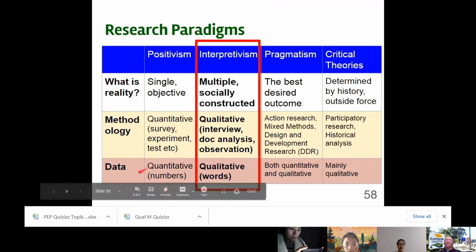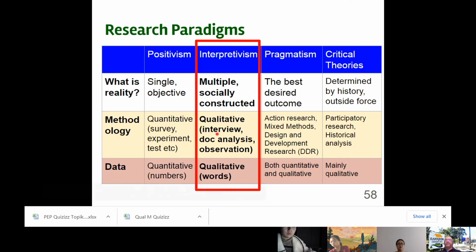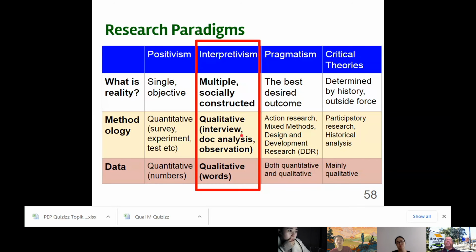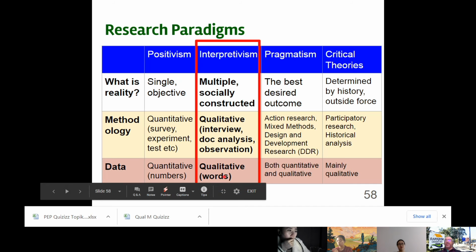So that's why we have the methodology. Qualitative methodology is interview, observation, and document analysis. Whenever we do the interview, document analysis, and so on, we need to have findings in the form of words and description. So data is not in the form of numbers, but in the form of words.